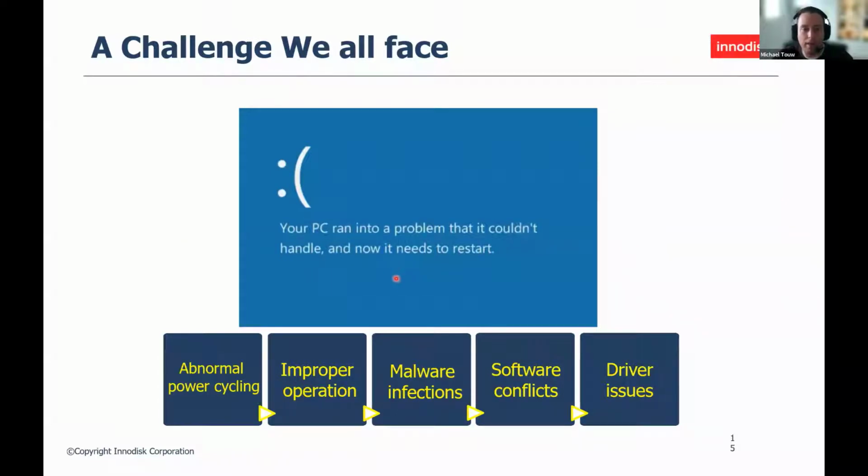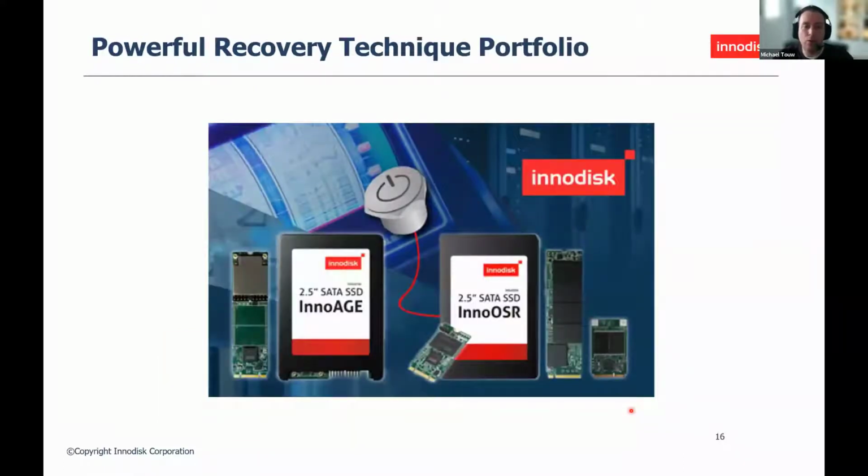So how can this happen? Abnormal power cycle in the factory. People just shut down by not shutting down in a normal way. They just push a button, everything is shut down. Improper operation, malware infections can happen, software conflicts if they install something that has not been tested before, or they even run into driver issues. So what are we doing to counter this?